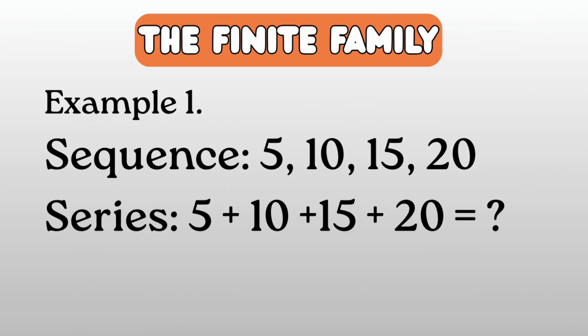Let's look at example 1. Look at the top row, 5, 10, 15, 20. Because there are commas, this is just a list. This is an arithmetic sequence. Now look at the bottom row. We took the exact same numbers, but we removed the commas and replaced them with plus signs. 5 plus 10 plus 15 plus 20. This is now an arithmetic series.